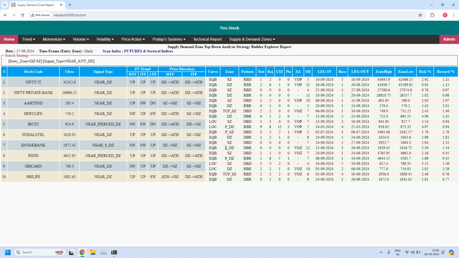Okay, Kotak Bank is having a high liquidity daily demand zone. So it is a fresh zone. You need to fine tune this zone till the 5 minutes time frame. That's it. We have only one high liquidity daily demand zone from this list.